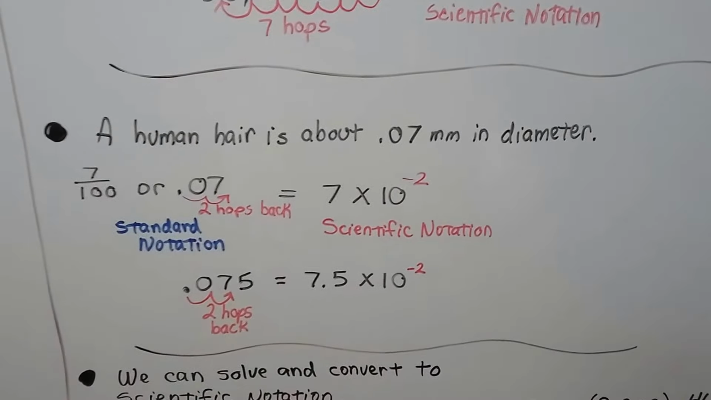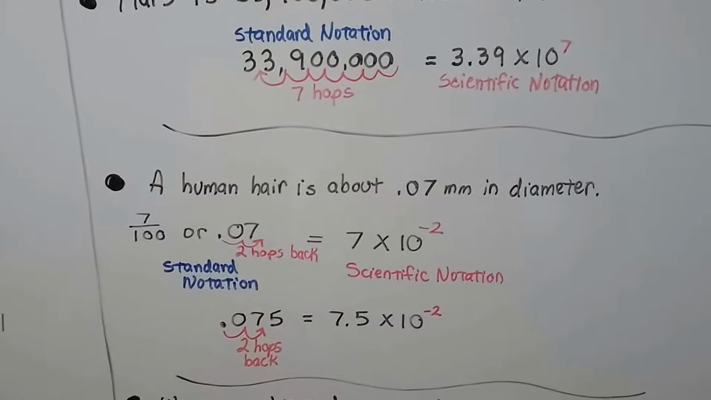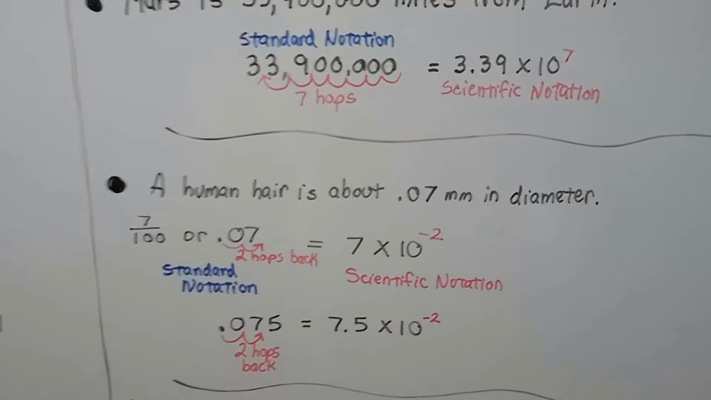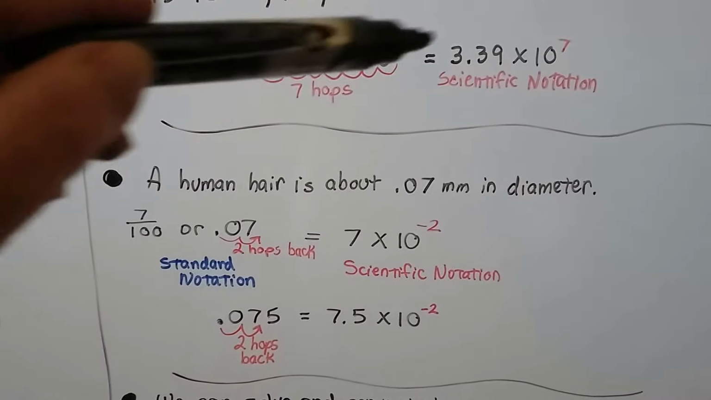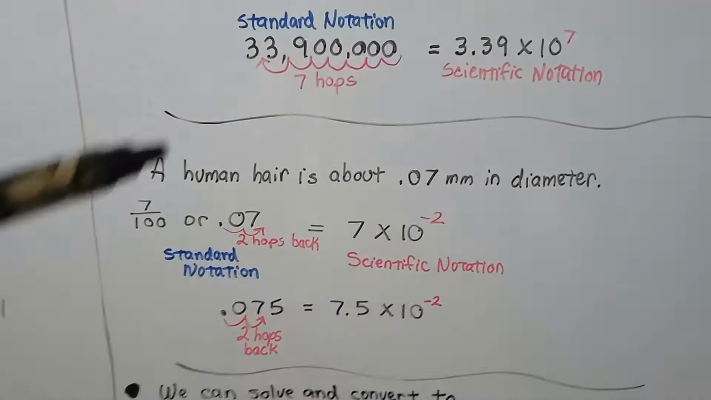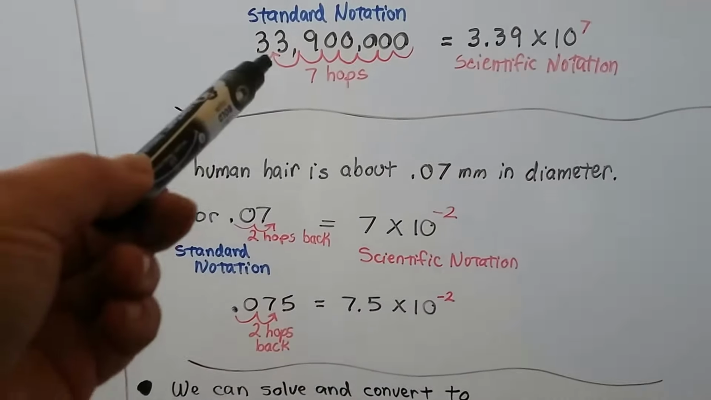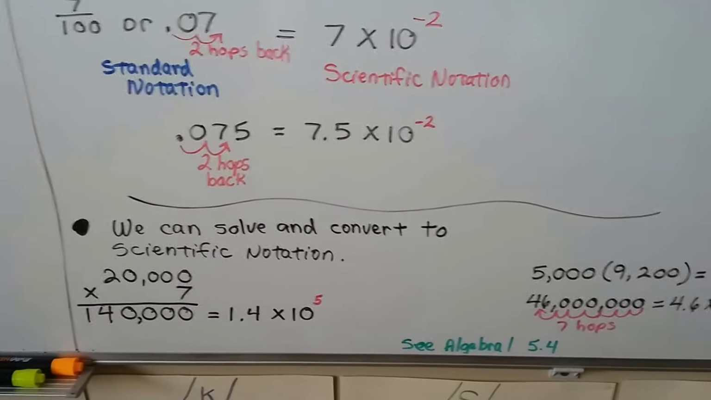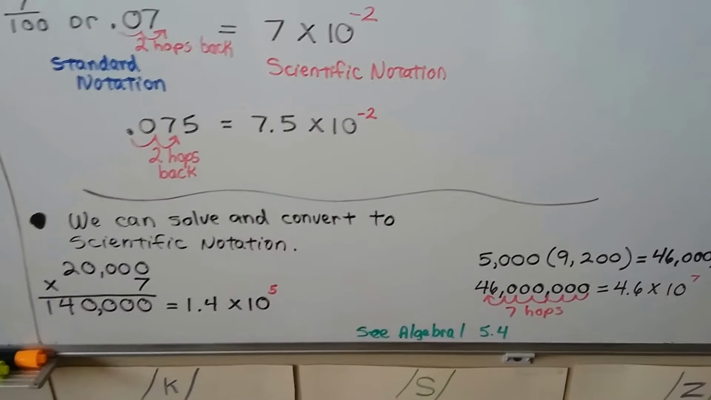Now, there's going to be questions on the test that may say, write this in scientific notation, or which one of these is this number written in scientific notation. So you need to be able to identify this, that it's got a digit to the left of the decimal point, and then you count the hops to the decimal point, okay? We can solve and convert to scientific notation. You might have problems like this on there. I know there were in the practice test.